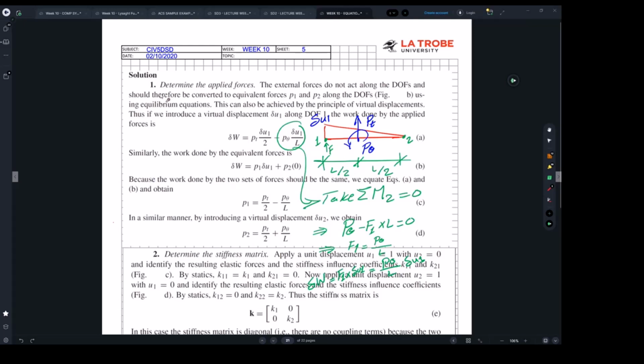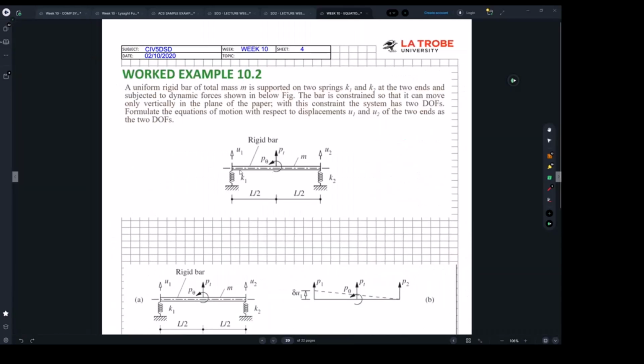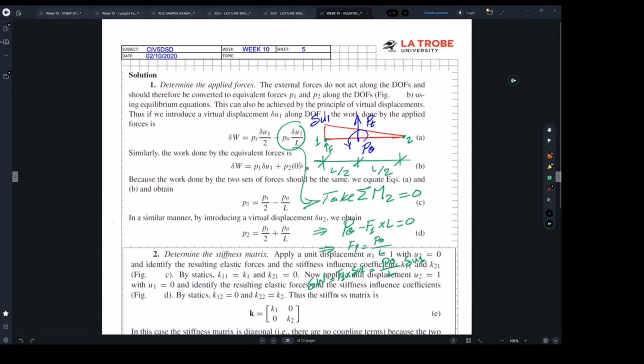What we're doing here is trying to find the applied equivalent forces on that mass or bar, which is this one. That's the first step they're doing. And to do this, they have used the virtual displacement theory, which I'm assuming you may be able to remember. If not, I've tried to work out some details here.